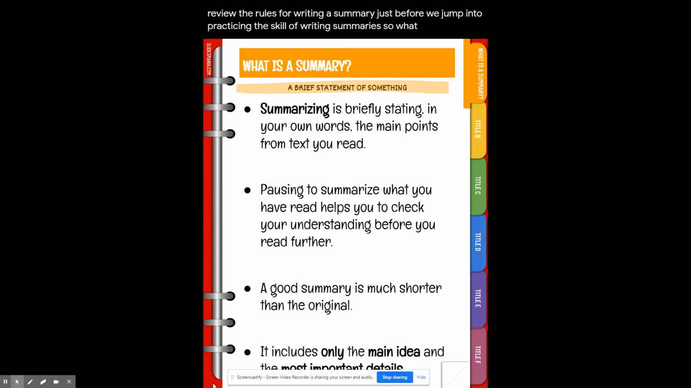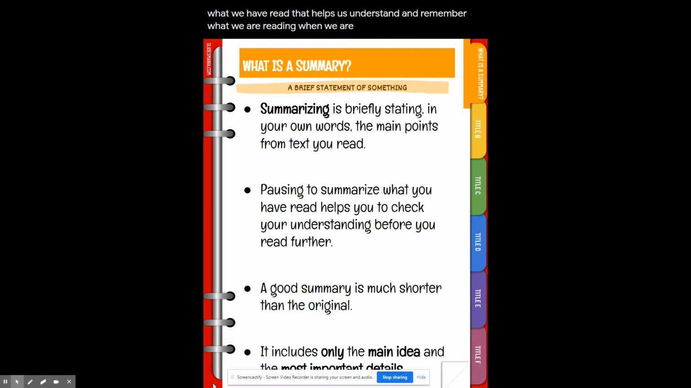So, what is a summary? A summary is simply a brief statement of something. If we summarize something, we're briefly stating in our own words the main points from the text we read. Whenever we are reading, we want to pause and summarize in our own minds what we have read. That helps us understand and remember what we are reading.